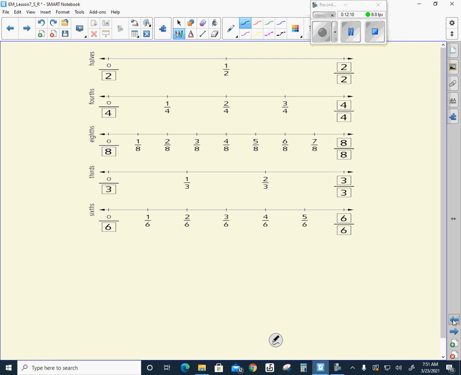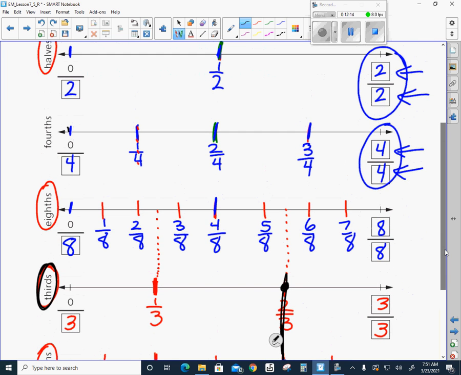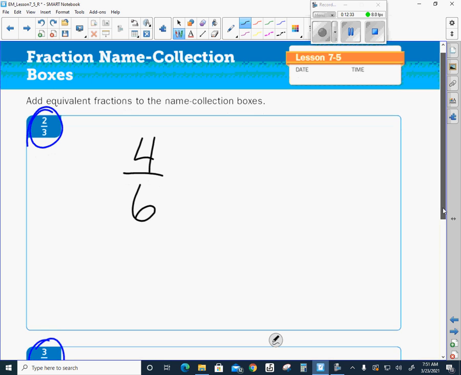And now for 3/4. I go back to my number line. I'm going to find my number line that's divided into fourths. I'm going to put a dot at my 3/4. And now I'm going to look to see if I have any fractions that are equal to 3/4. And if I look straight down here, my 6/8 is exactly equal.